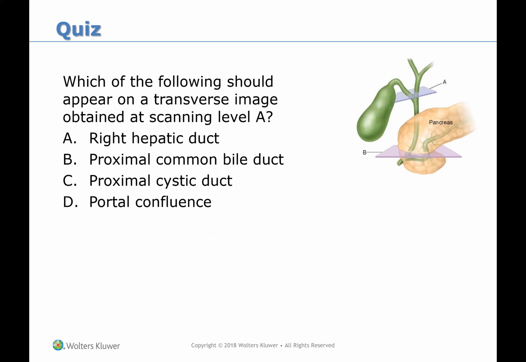Which of the following appear on a transverse image obtained at scanning level A? Is it the right hepatic duct? Is it the proximal common bile duct? Is it the proximal cystic duct or the portal confluence? Where they come together is going to be common bile duct.